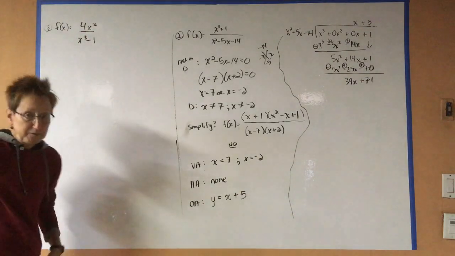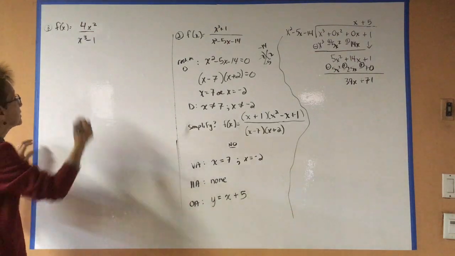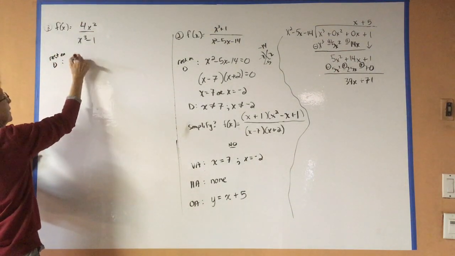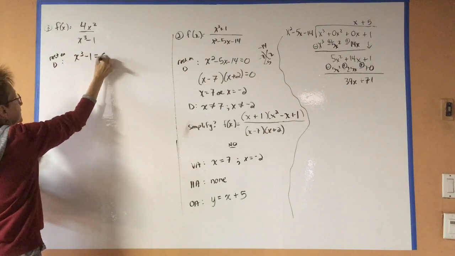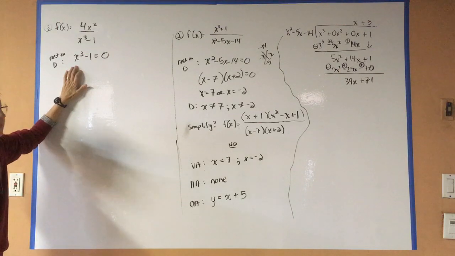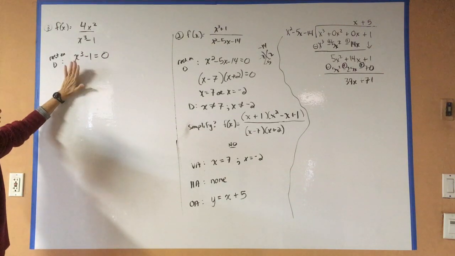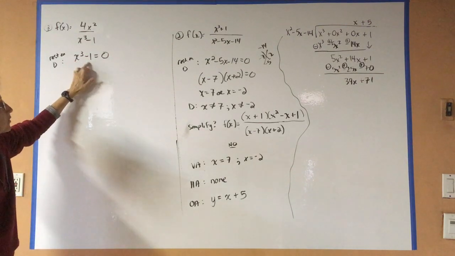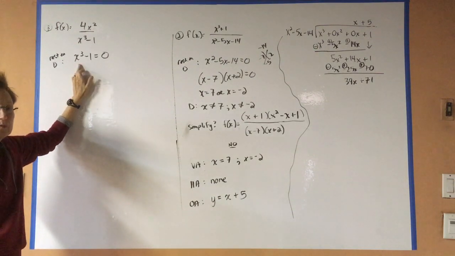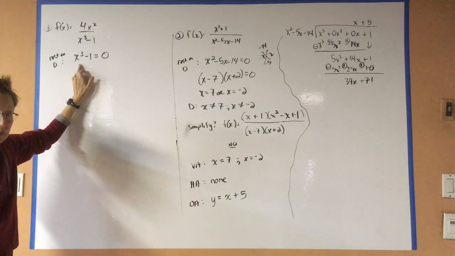So VA, I'm looking for domain first, so restrictions on the domain. Take the denominator, set it equal to 0, and see what kind of answers I get. There are 3 answers here. So I try to, again, don't take the 1 and put it over here. You can't take cube roots. We don't have a cube root property that tells us what's going to happen. So we only have a square root property.